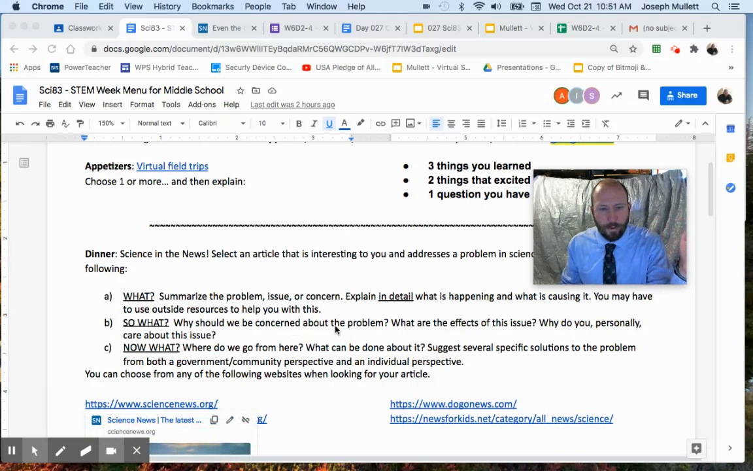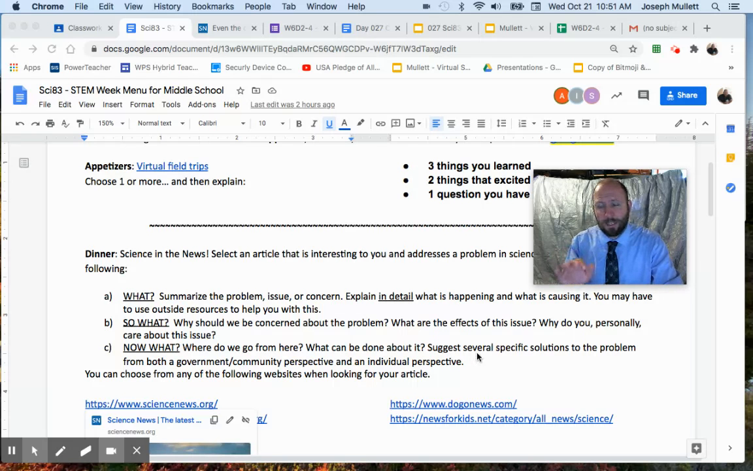The so what? Why should we be concerned about this problem? I didn't find that in the article because I didn't finish reading the article, but that would be the next part that I look at. I try and figure out what is causing this and what are the effects of this issue. And then the now what portion, where do we go from here? What can be done about it?